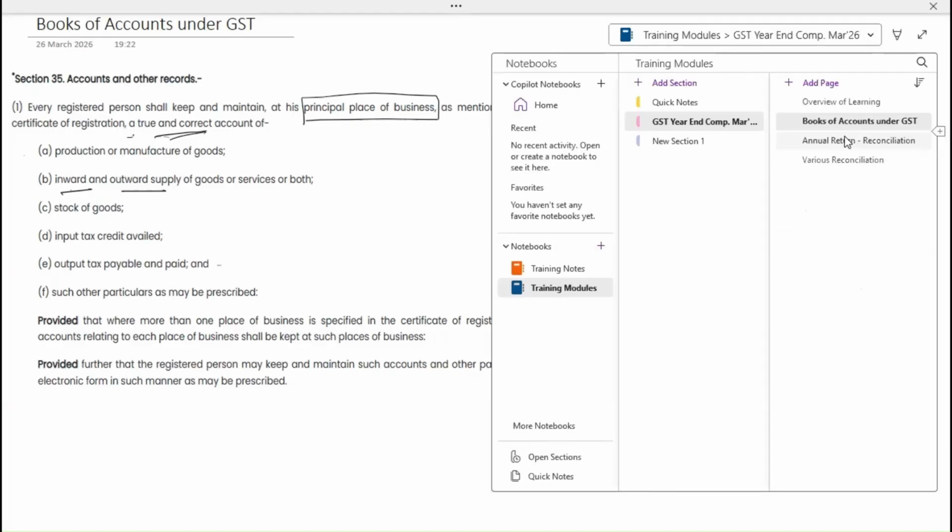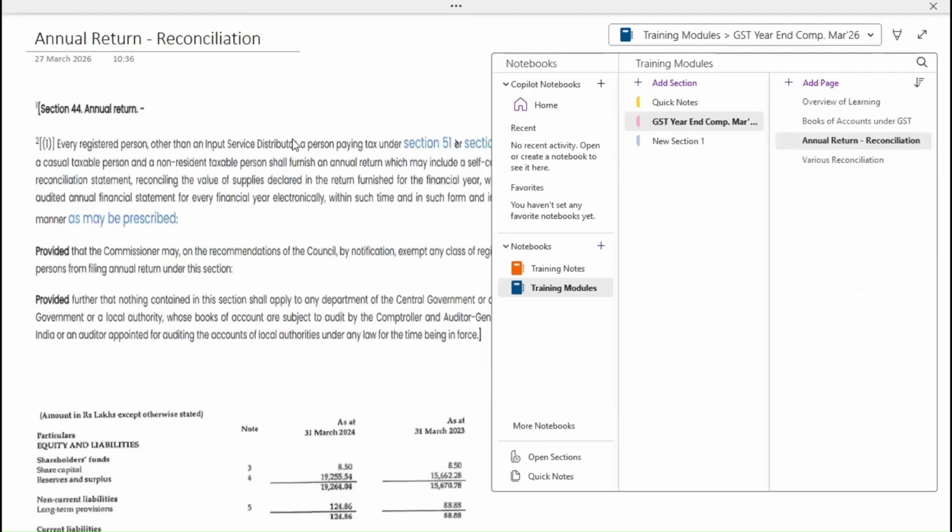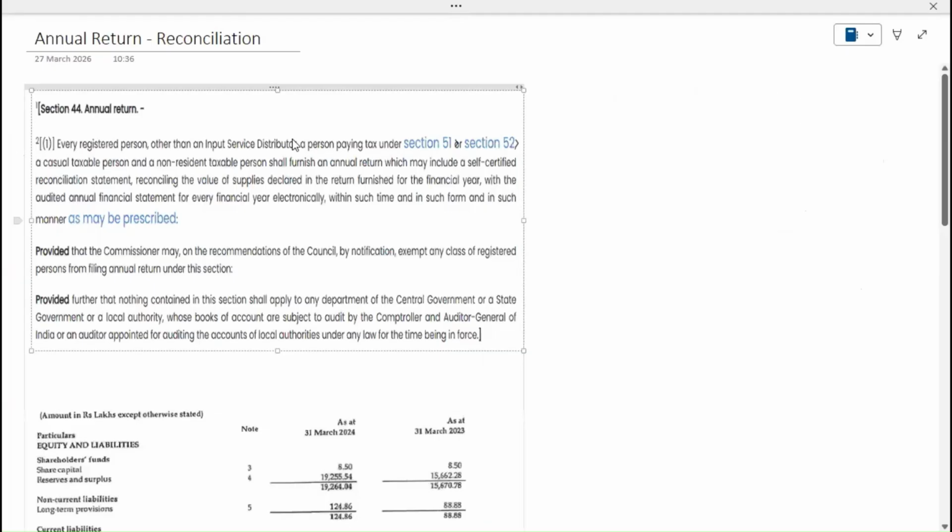So moving from books of accounts, let's understand what is the next level which is expected. I have maintained books of accounts. What does the GST law expect me to do further? With respect to these books of accounts, now comes your reconciliation activity.